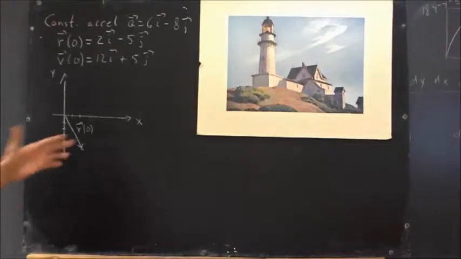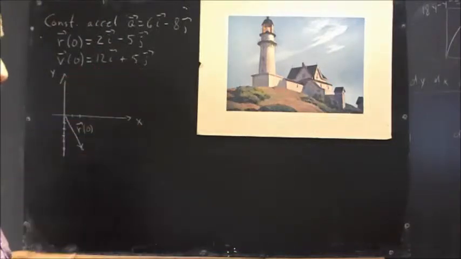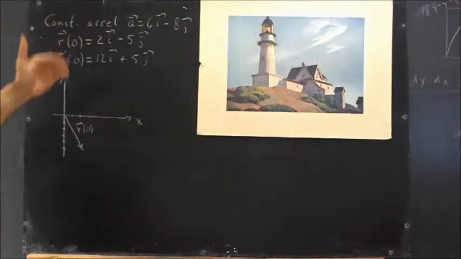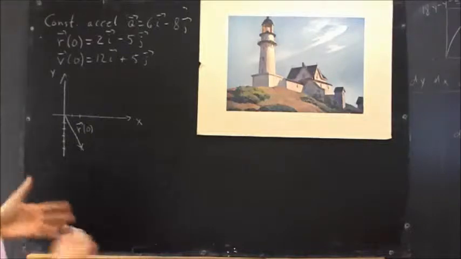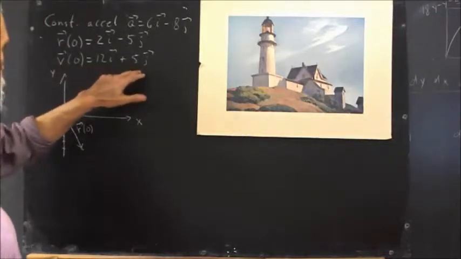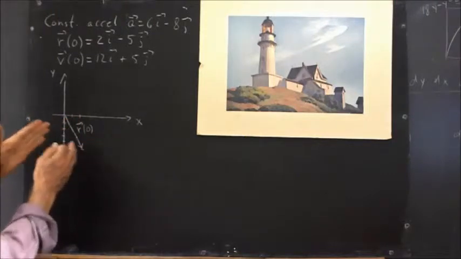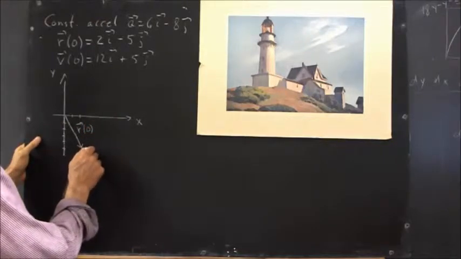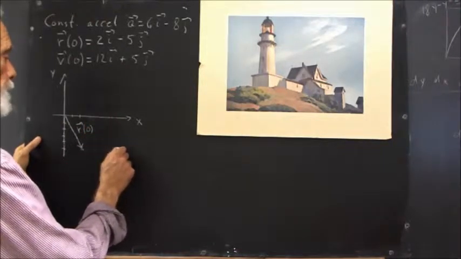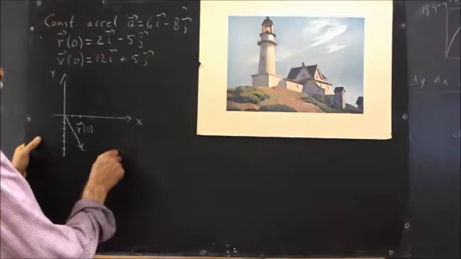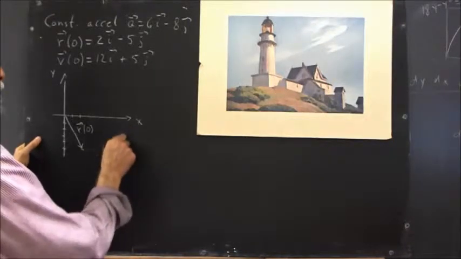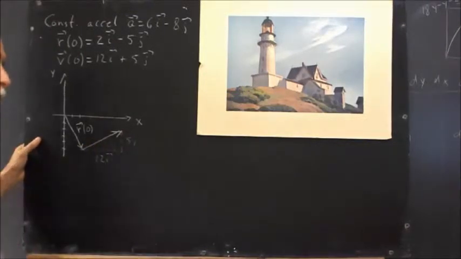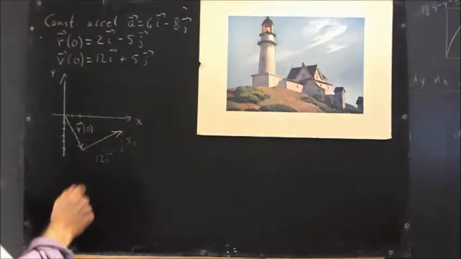Now remember, position is measured in units of length, velocity is measured in units of length divided by units of time. So when we draw our scale for the v of 0 vector, we're not going to use the same scale we use for our x and our y. So I'm just going to draw a vector. 12i, let's say that's out to here. There's 12i, and 5j, that might be up to here. And right here's our v of 0 vector.